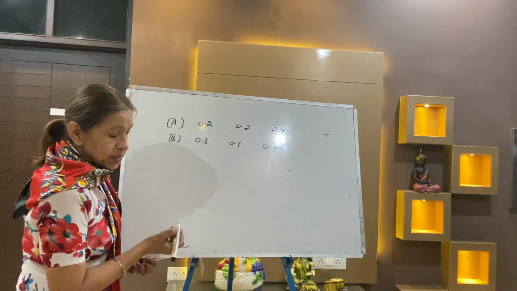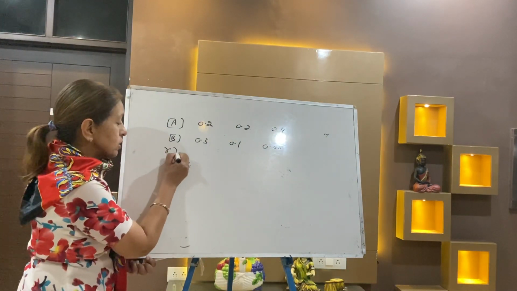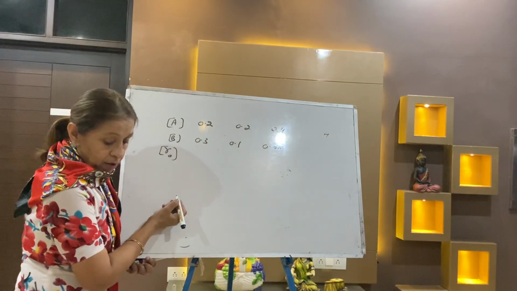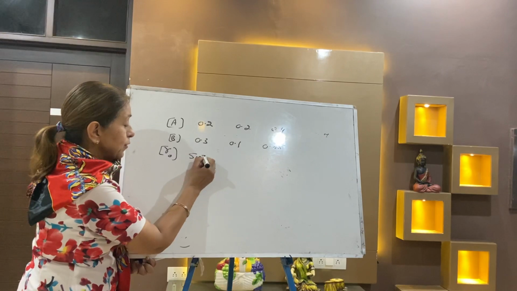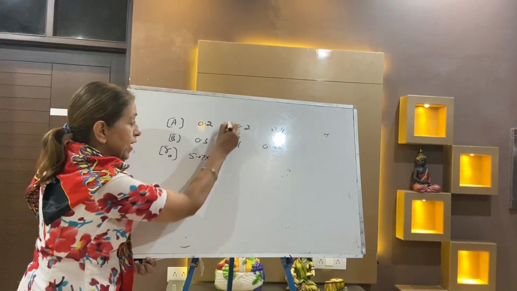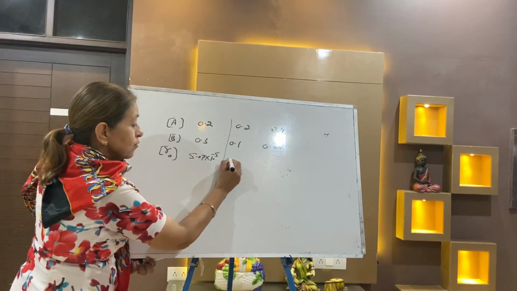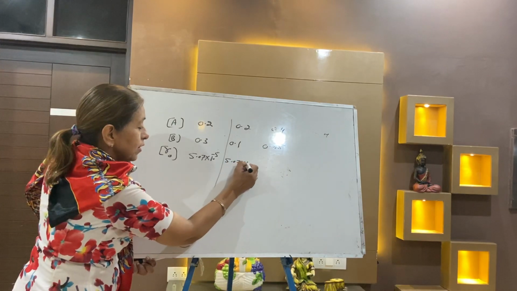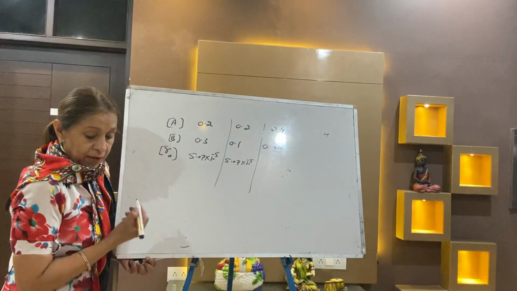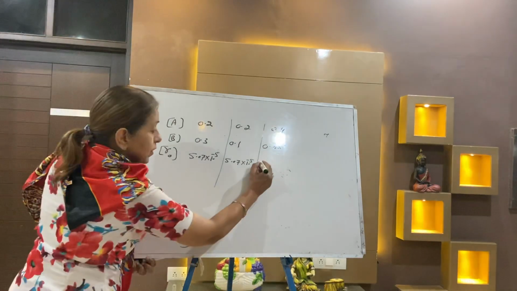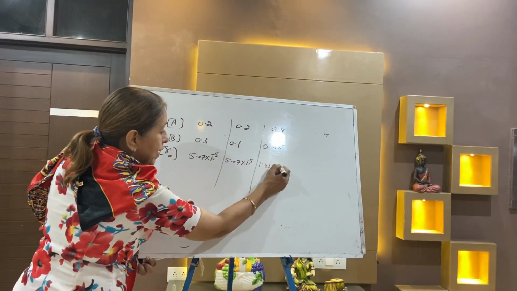Now taking the rates, the initial rates are 5.07 into 10 raised to power minus 5, the same 5.07 into 10 to power minus 5, and the third one 1.43 into 10 raised to power minus 4.